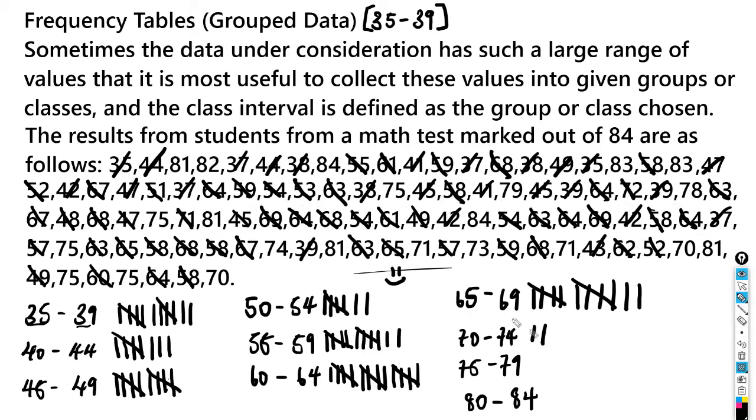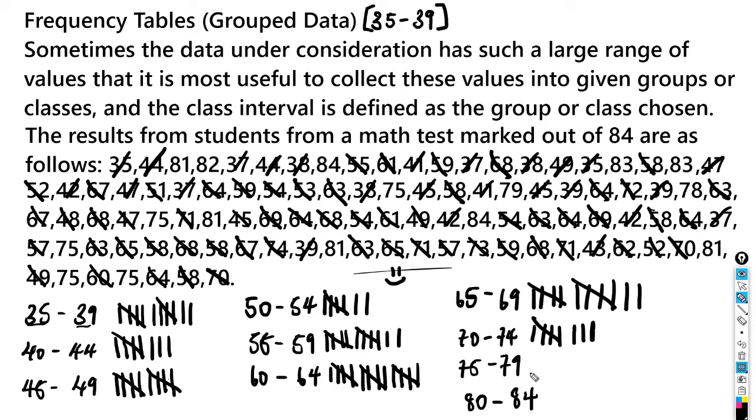So that's 2. Then we're looking for 70 to 74. 74, so that's 3. Then 71, so that's 4. 73, so that's 5. 71, so that's 6. 70, so that's 7. And another 70, which makes 8. All right, guys.